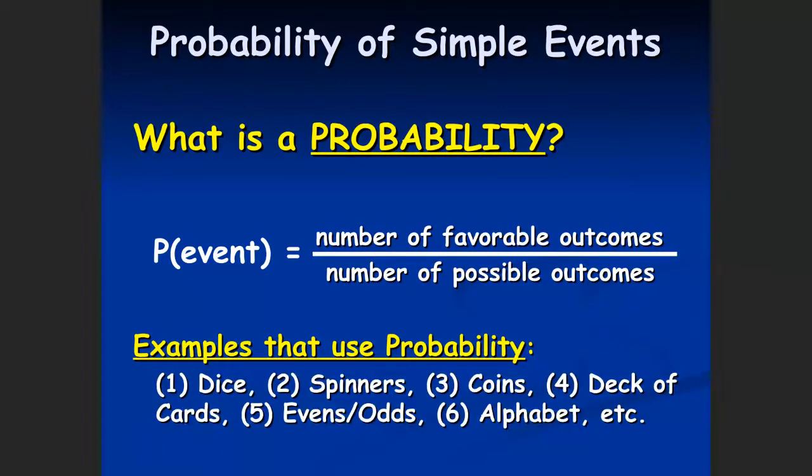Examples that use probabilities: dice, spinners, coins, deck of cards, evens, odds, alphabet, etc. So for example, let's say I had a dice and I shook this dice and I wanted to know the probability that it's going to end up on a 2. Well, how many 2s are there? That's the number of favorable outcomes. There's only 1 of them. Number of possible outcomes, there's 6 of those. So the probability of when I toss a dice and I get a 2 is 1 out of 6.